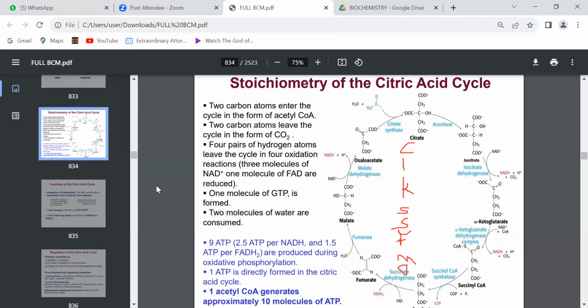Nice. Thanks for the clarification. I think we'll cover the Cori cycle more in detail when we're looking at biochemistry of specialized tissues, where we look at the muscles, right?